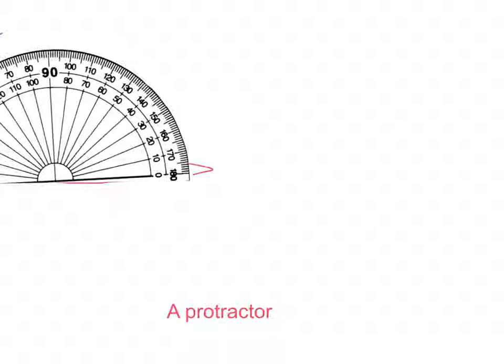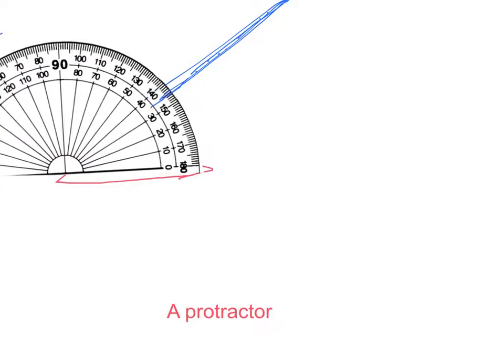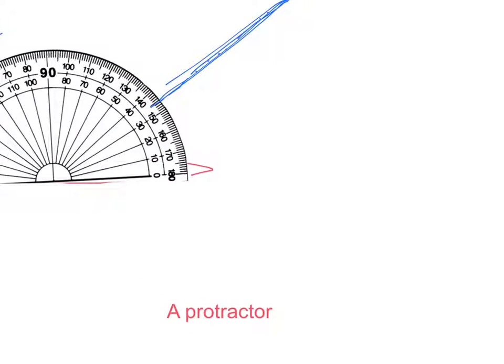But I notice I can't see the other line. So to measure this, I have to move my protractor, get a pencil or something, and extend this out with a straight edge or a ruler. Extend this line out so it goes further. Now I can come here and reline this up. And you can see this now goes past the end of my protractor.